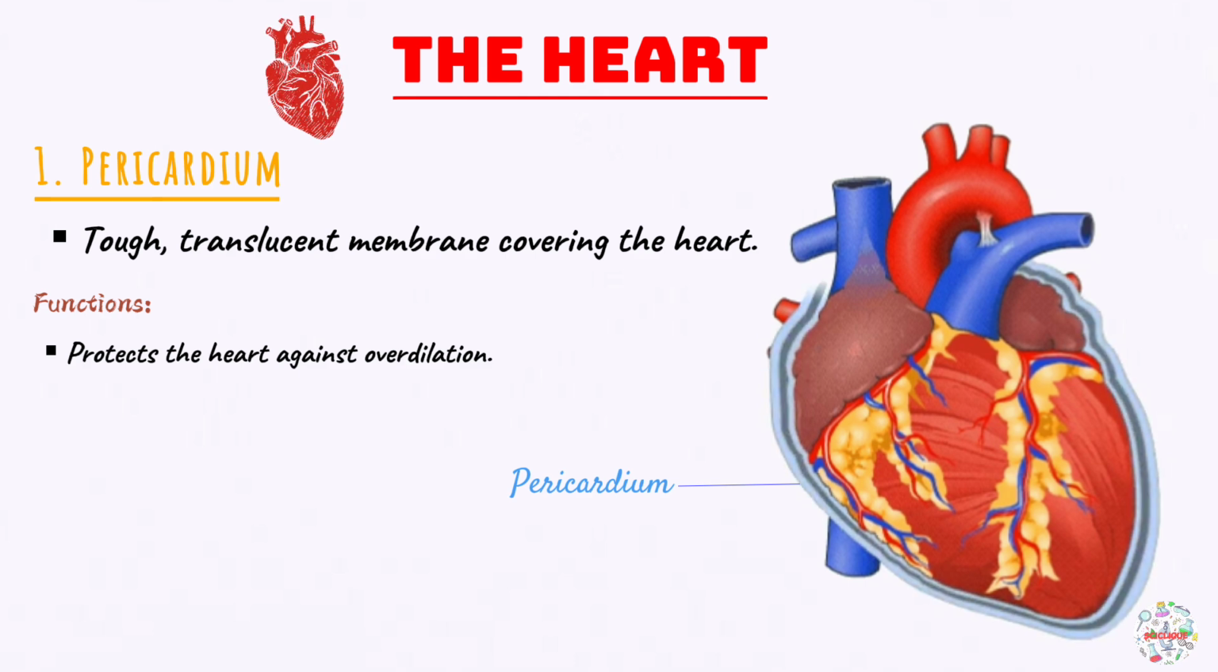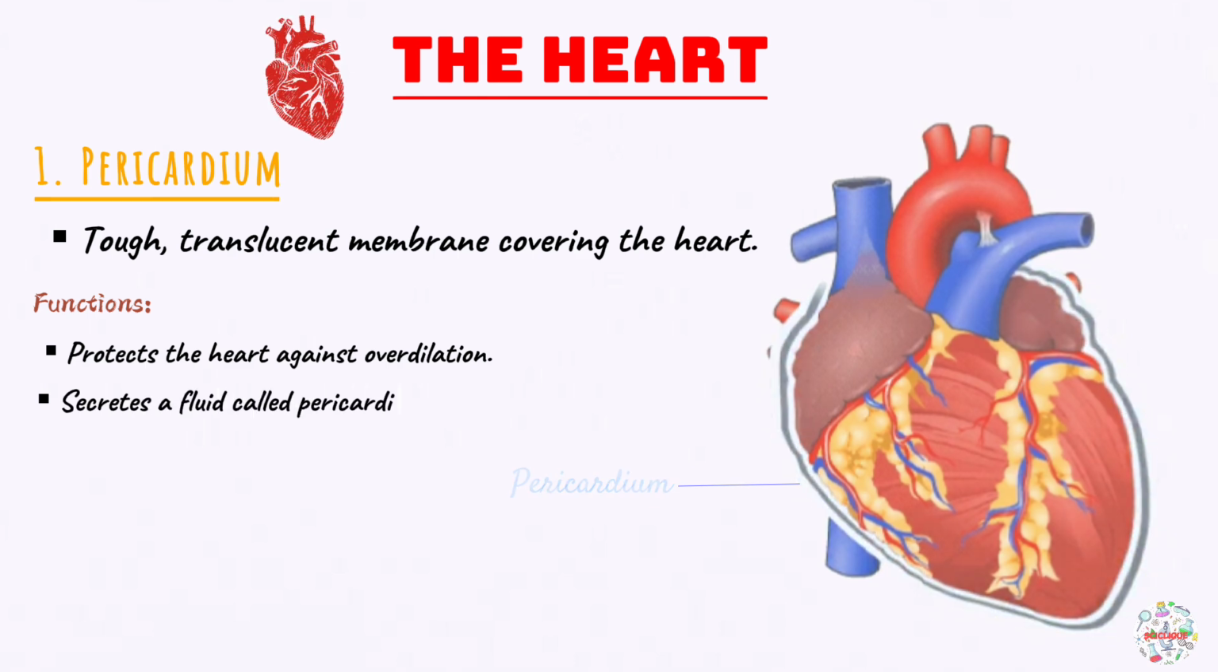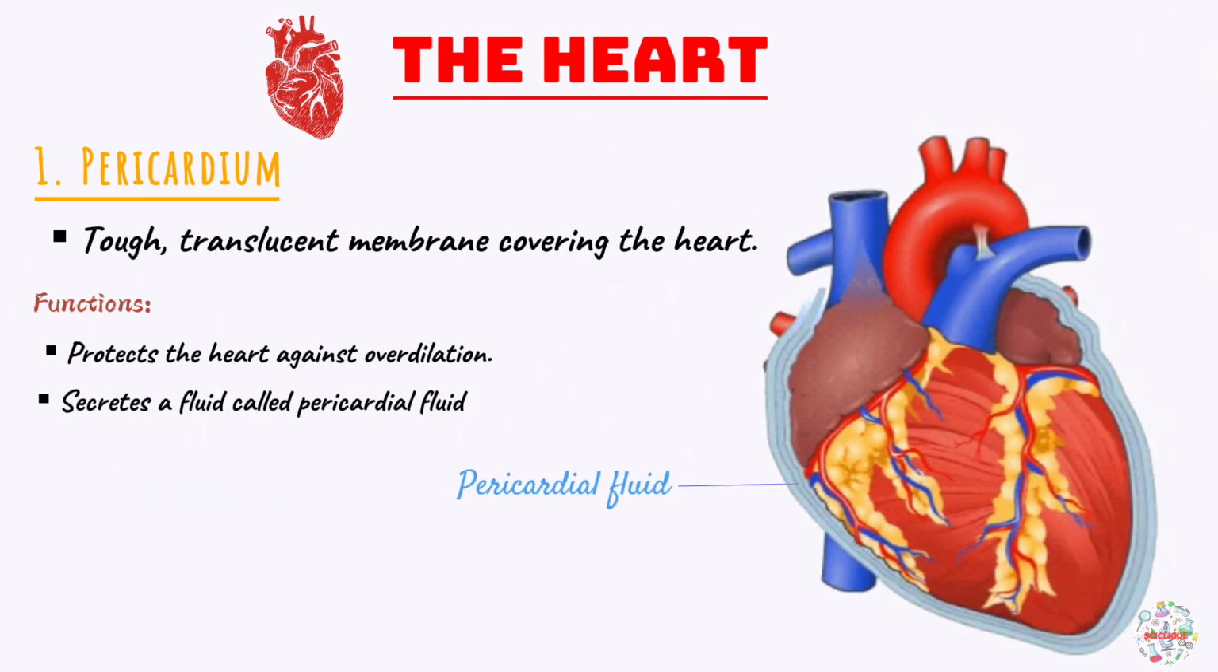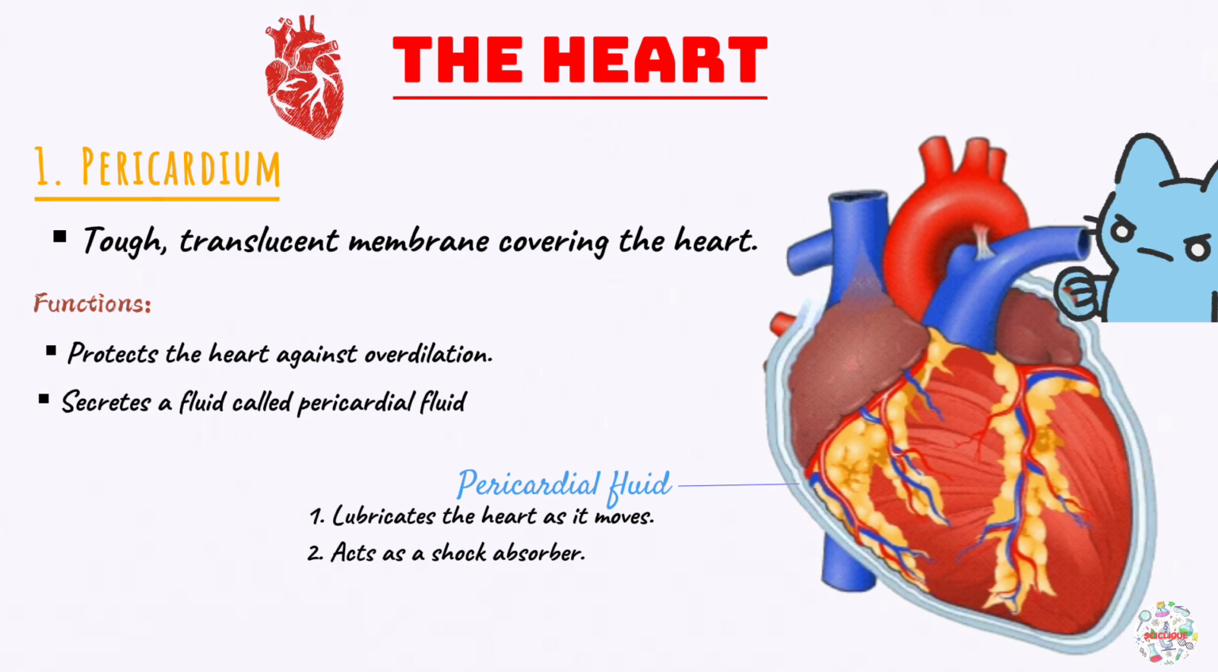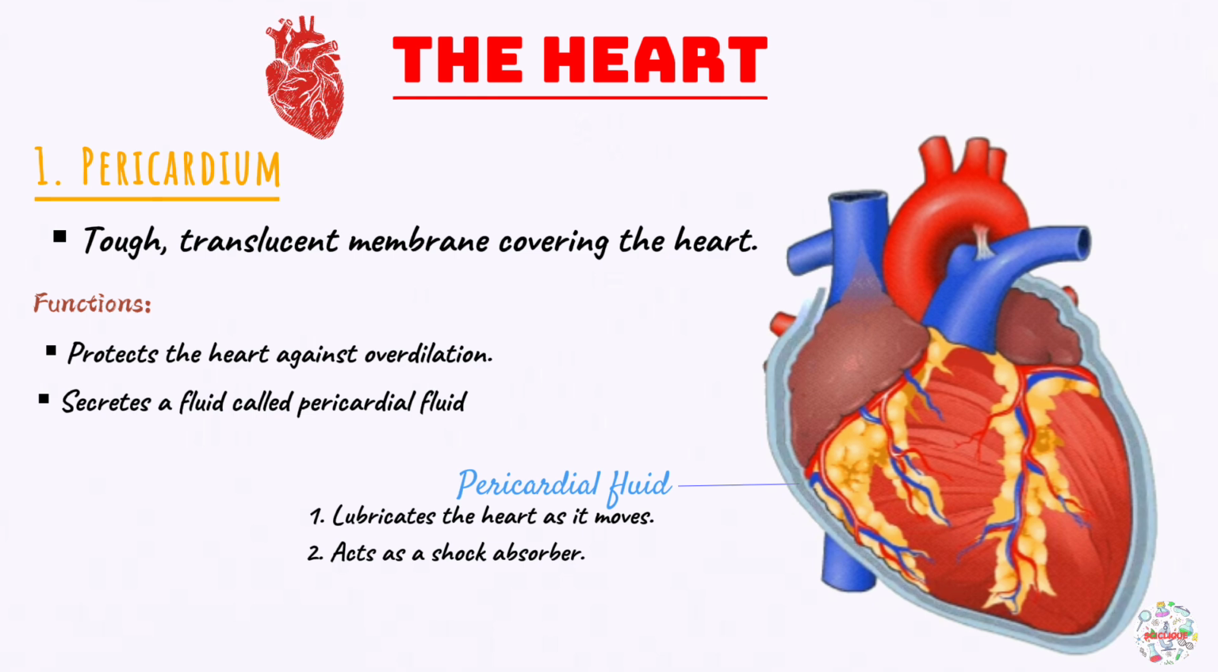The other function of the pericardial membrane is that it also secretes a fluid which is known as the pericardial fluid. Now, the pericardial fluid itself has two functions. Function number one is that it lubricates the heart as it moves. So it reduces friction during the contraction and relaxation of the heart. It also acts as a shock absorber. So when we use the term shock absorber in biology, we simply mean that it absorbs any external forces or shock to the heart, therefore reducing injury to the delicate parts of the heart.